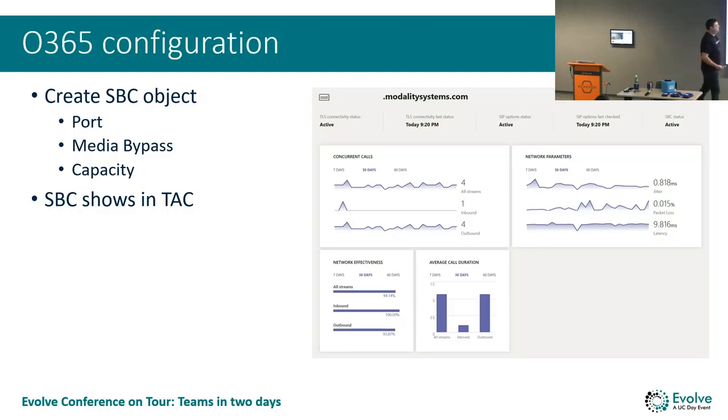When you've got the SBCs created, you will see a little mini dashboard in TAC. It will give you a rough idea of what level of concurrency you've got, your network effectiveness over a week, 30 days or 60 days, and some of the network parameters so you can keep an eye on what your jitter, your latency, and your packet loss is. The stuff Jason's going to talk about in CQD, we'll let you look at in a little bit more detail, about trending what your users are doing, what the call quality for your users is like.